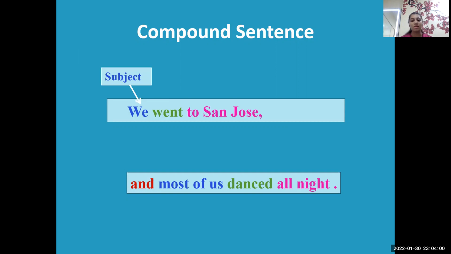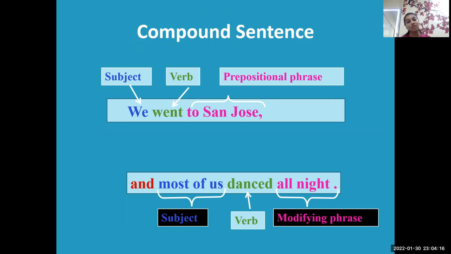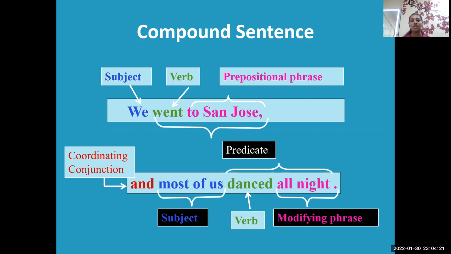Here, we would be a subject, most of us would also be a subject, and went would be a verb, danced would also be a verb. To San Jose would be a prepositional phrase, and all night would be a modifying phrase. The word and that is used is your coordinating conjunction. And the parts in the curly brackets, which are went to San Jose and danced all night, would be a complete predicate.